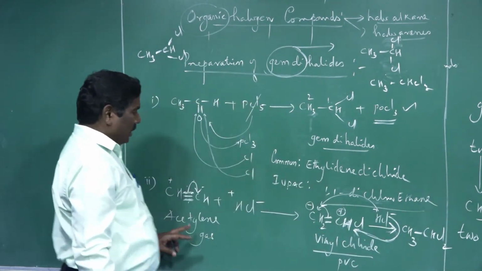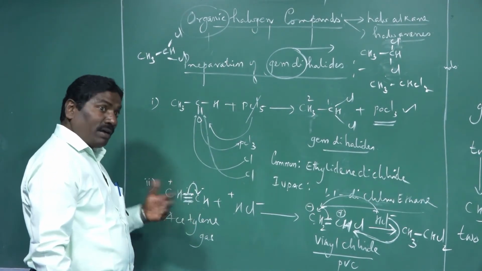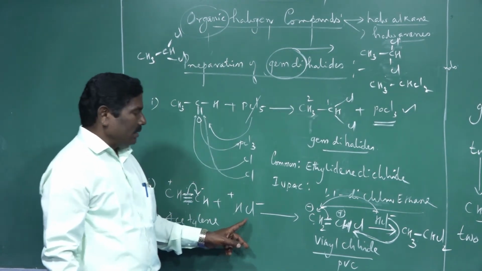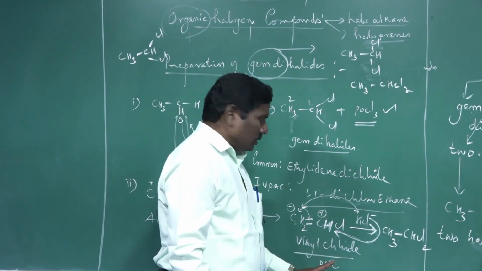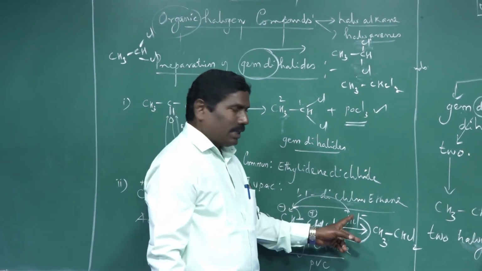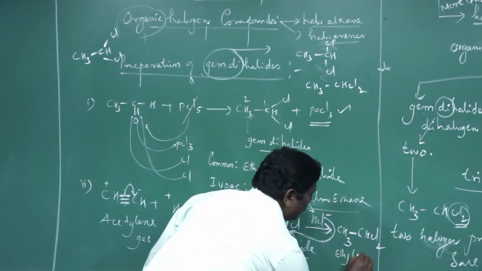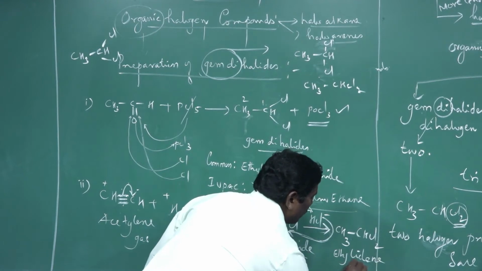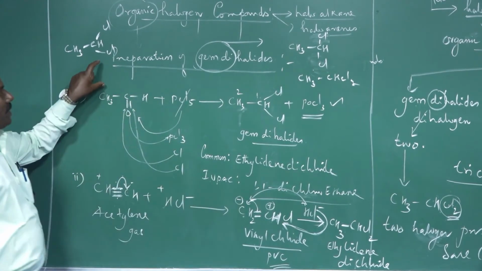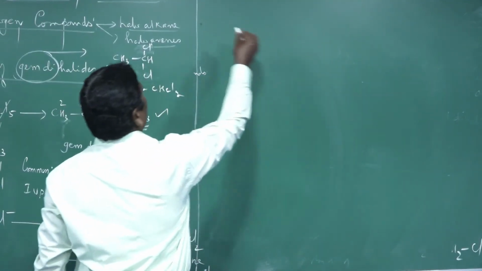Another method prepares the same compound from different reactants, namely acetylene gas and hydrochloric acid. The product formed is vinyl chloride, an intermediate compound. This intermediate is again treated with HCl, and the product formed is the same ethylidene dichloride. Now we have completed the preparation of gem dihalides. Next we can go to vinyl dihalides.